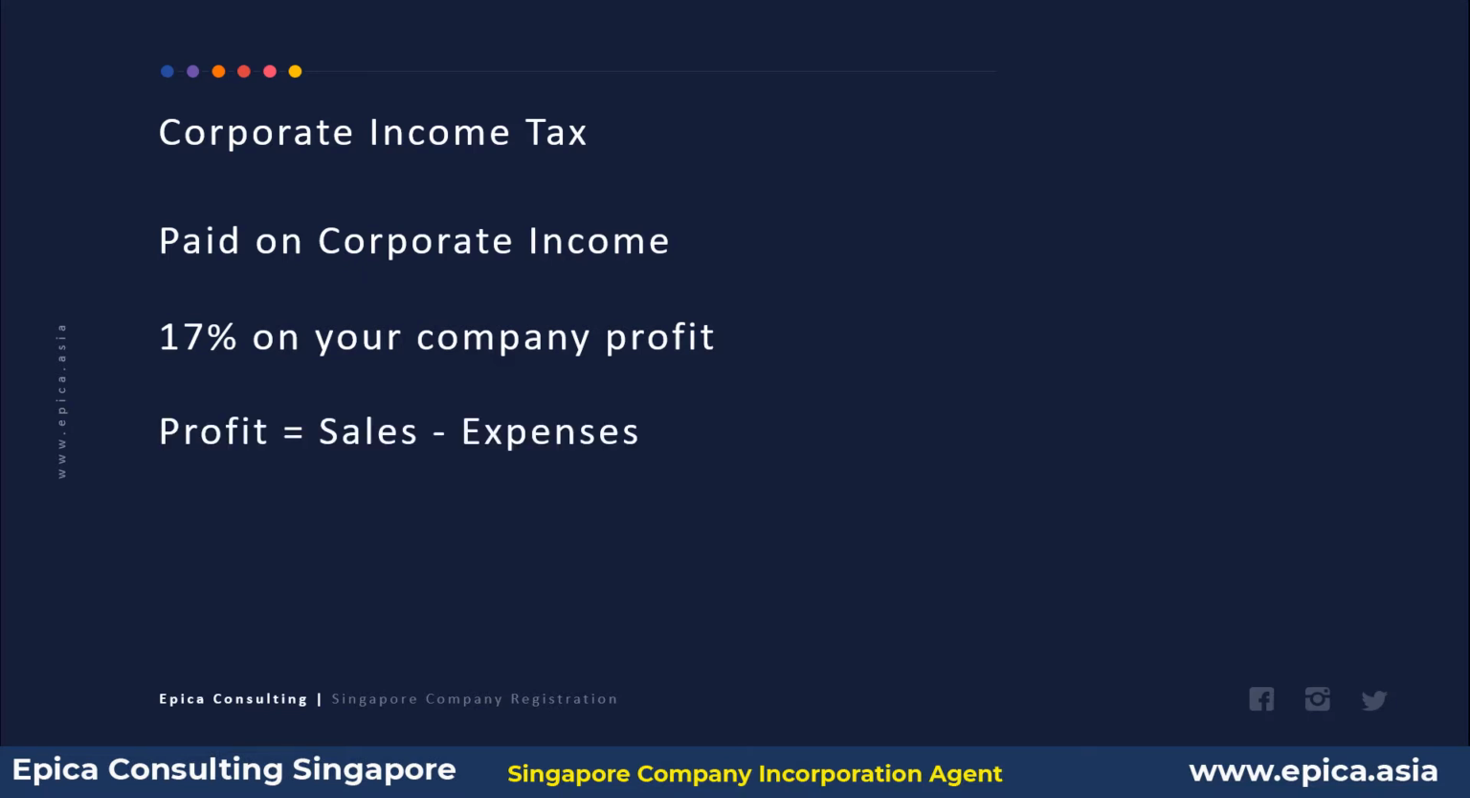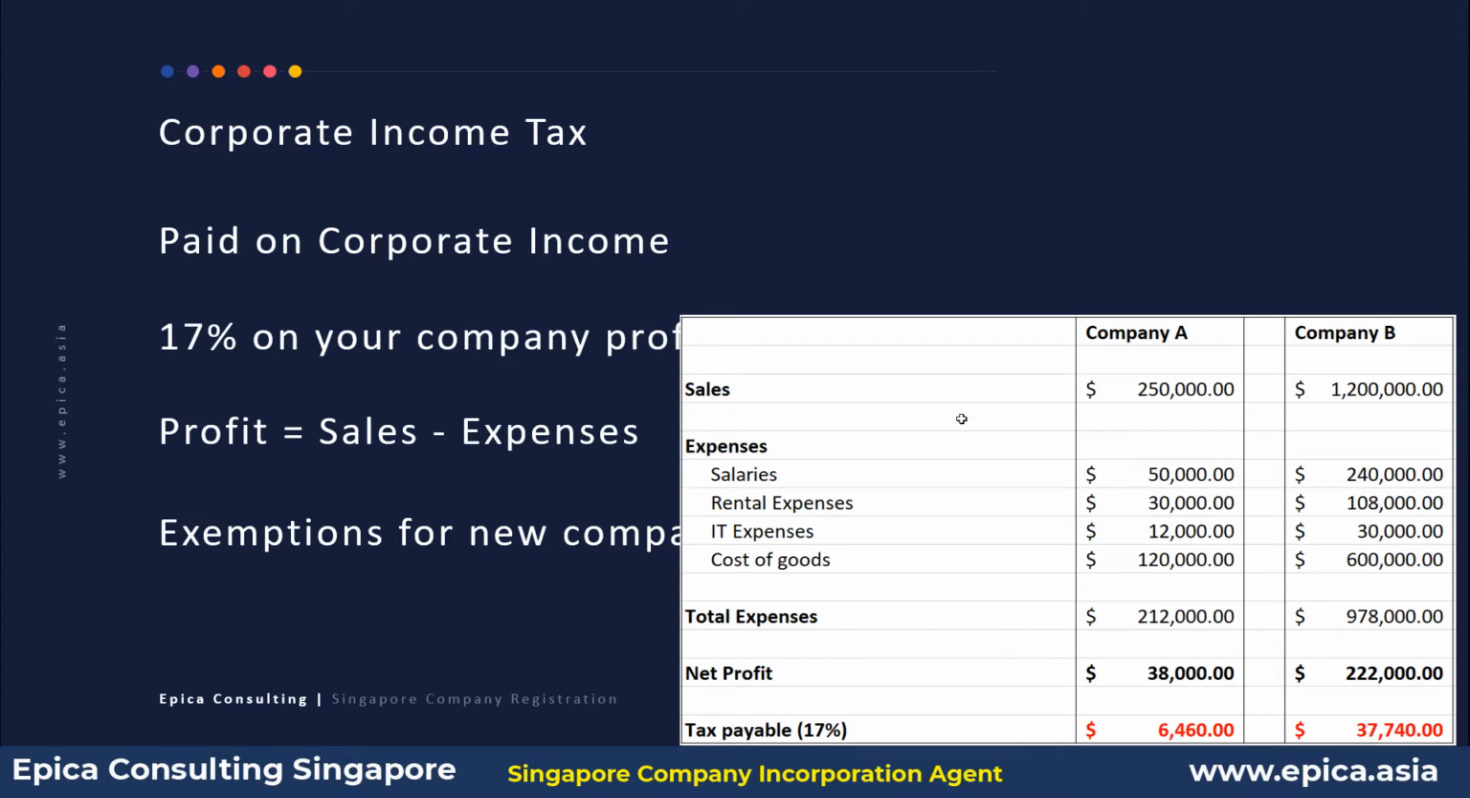The word that is important to note here is company profit, and profit means sales minus the expenses that were incurred to generate that profit. In addition to this, there are exemptions available for new as well as existing companies. I will explain those exemptions in a few slides later on. So let's go through one example here.